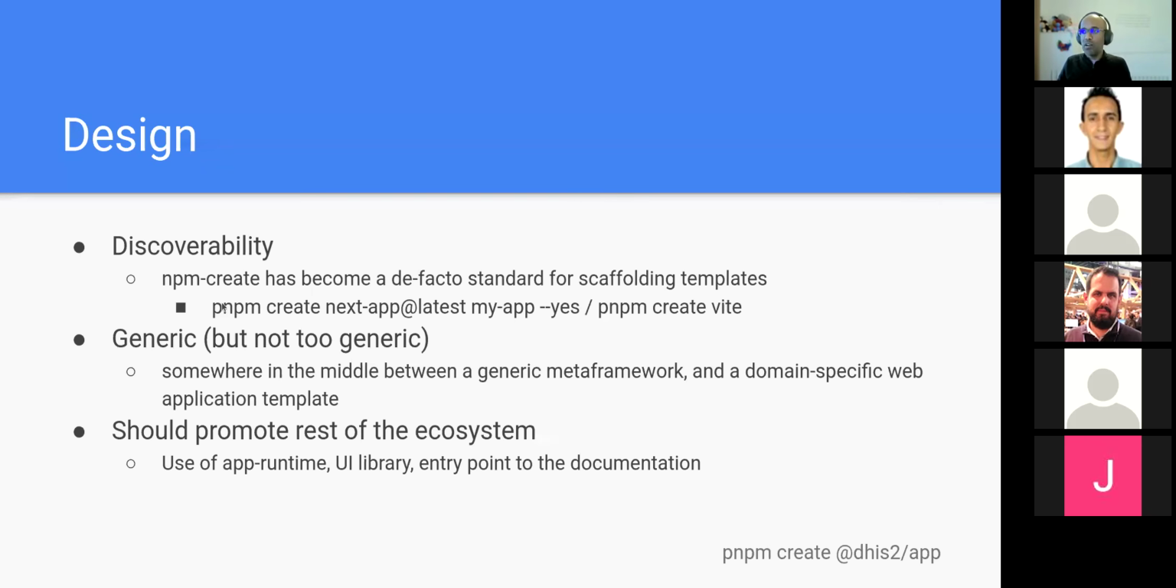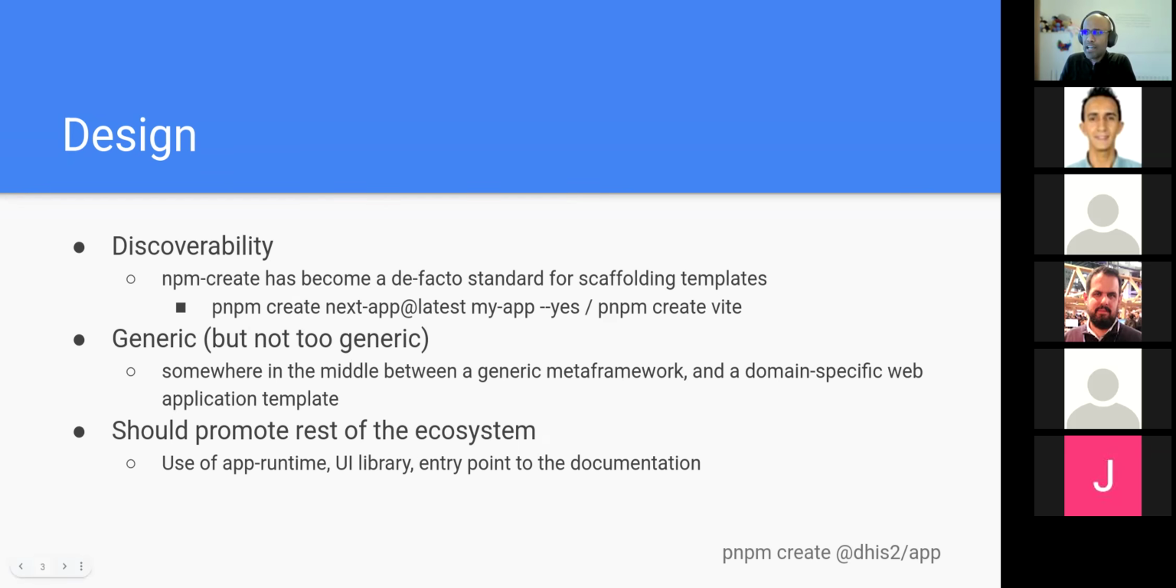If you go to any meta framework or any template, you can say npm create. Next is for Next.js, or for Vite, it's npm create. So this became a standard, more or less. So we wanted the new CLI to be like that. It's easy to discover. It's similar to other frameworks that you are used to.